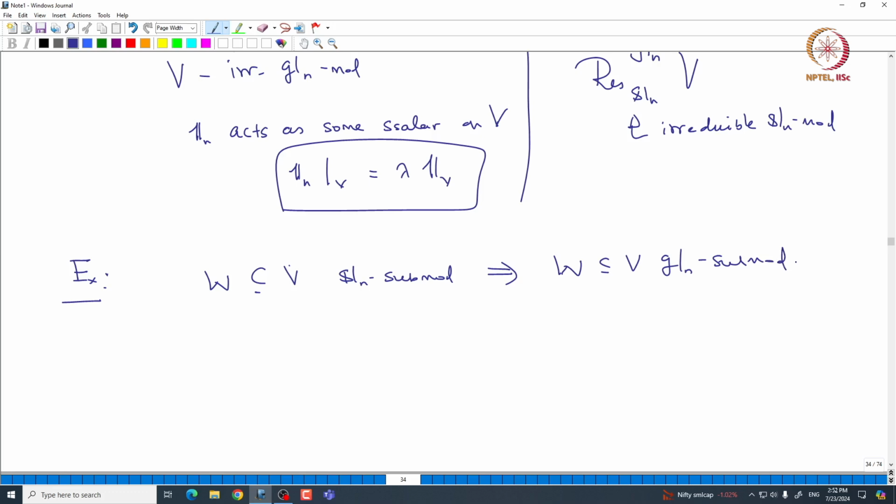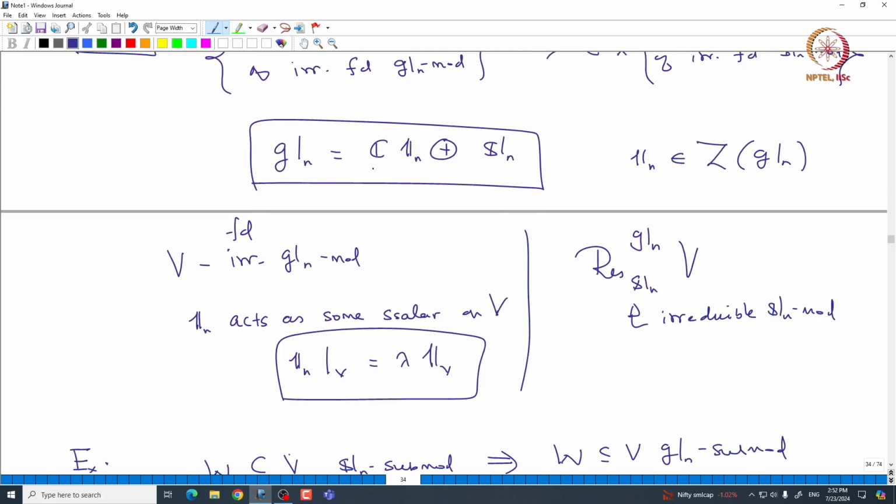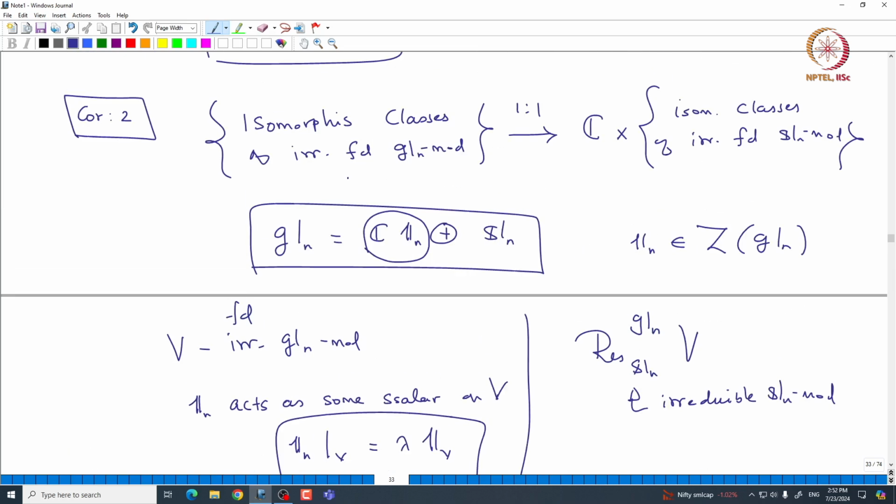Now, because it is a GLN submodule, it should force that W is either 0 or V. It cannot be 0 if you begin with a non-zero module, so it has to be exactly V. That forces V to be an irreducible SLN module. The only difference is the action of the identity n by n matrix, which acts as a scalar. So there is not much difference between the action of GLN and SLN.